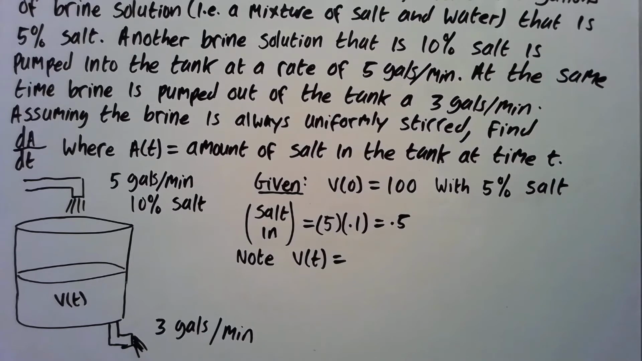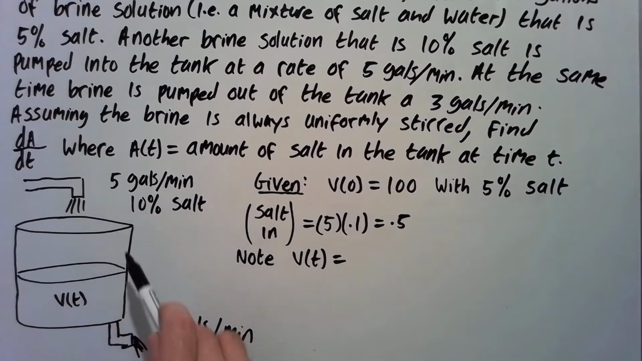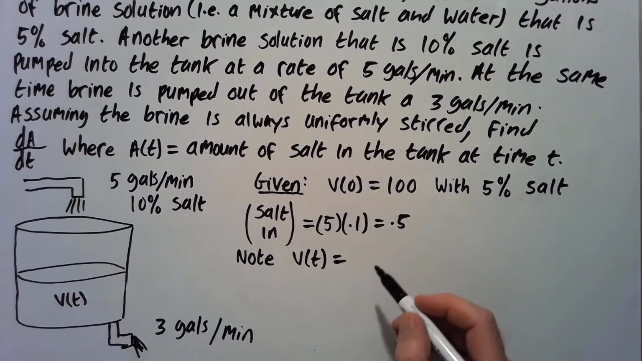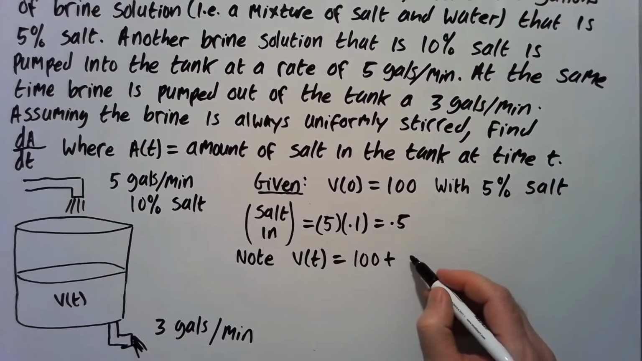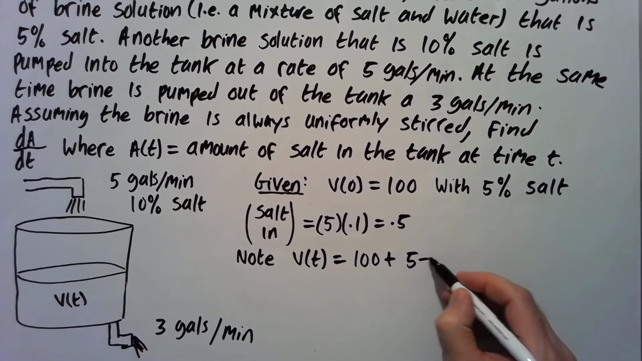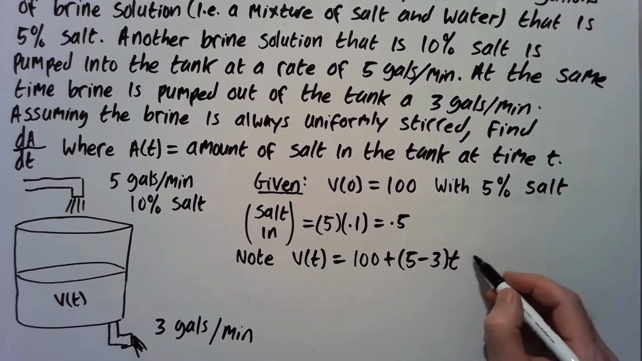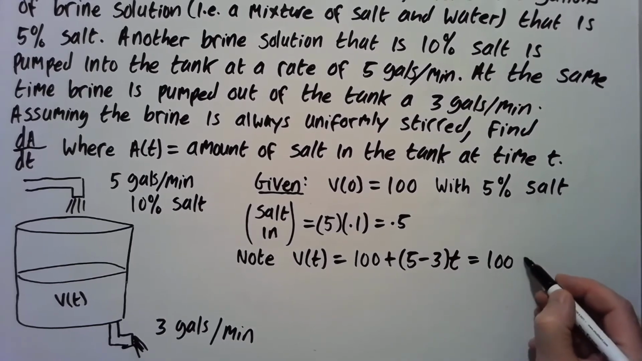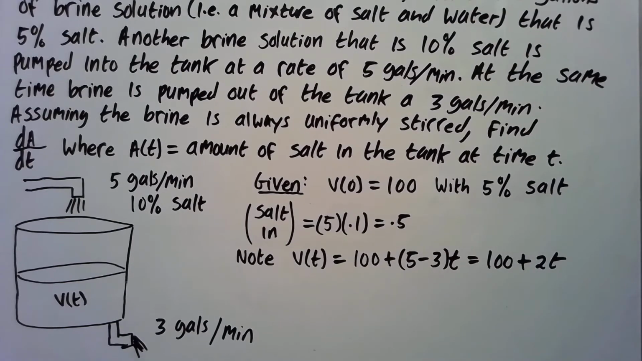Actually, before finding the salt out, let's find a formula for the volume. It's initially at 100, but there's 5 coming in and there's 3 leaving. So in net there's 2 gallons coming in. Therefore the volume would be 100 plus 5 minus 3 times t, where t is measured in minutes. So it'd be 100 plus 2t. Okay, let's keep going.